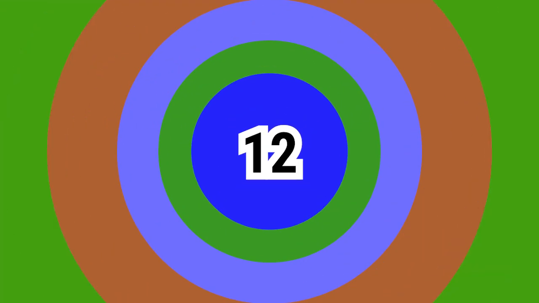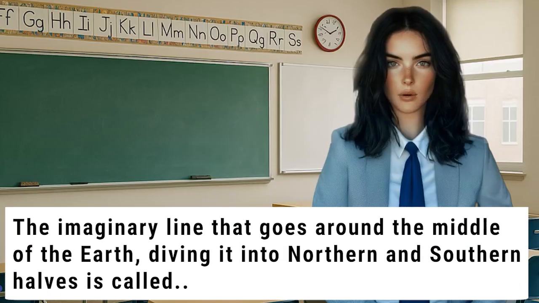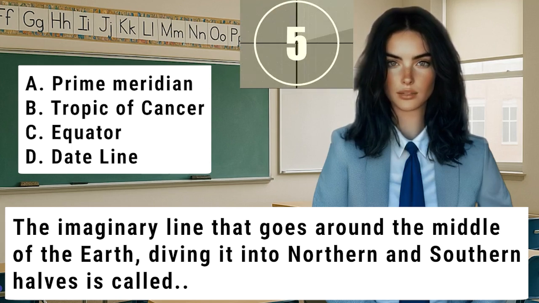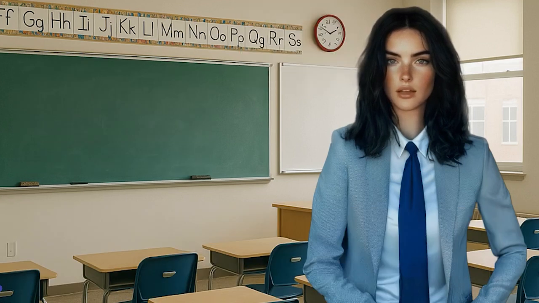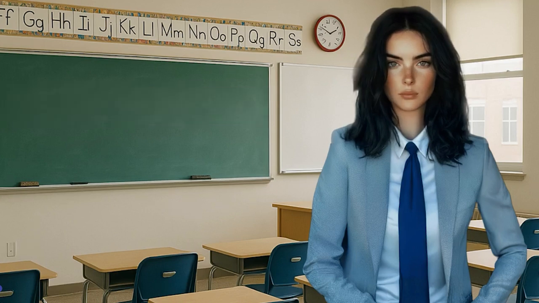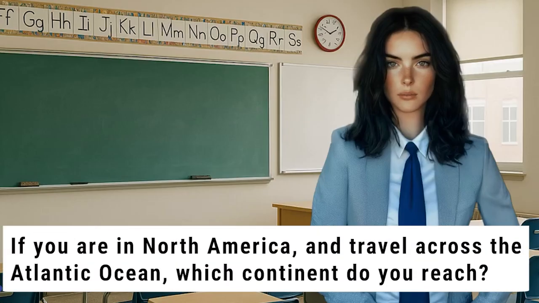Question 12. The imaginary line that goes around the middle of the Earth, dividing it into northern and southern halves, is called A. The prime meridian, B. The Tropic of Cancer, C. The equator, or D. The date line? You have 6 seconds. First thing, do you know these are all names of things on the map? Which one divides the north and the south? Time's up. The answer is C. The equator.